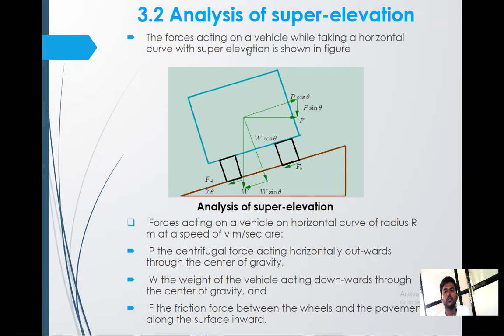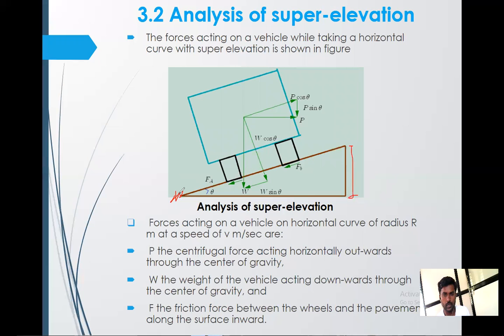Completed. Okay, so see here, now I will tell how the formula is derived. This is the diagram for analyzing, or calculating, the superelevation. The superelevation is provided by angle theta. The outer edge of the road is raised as compared to the inner edge. This is known as superelevation.